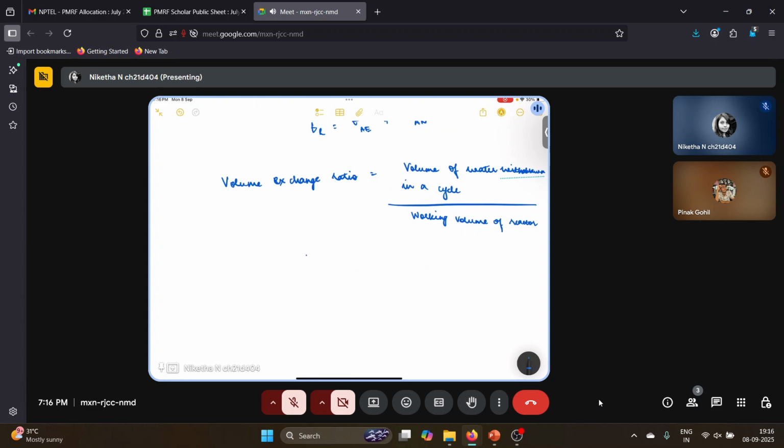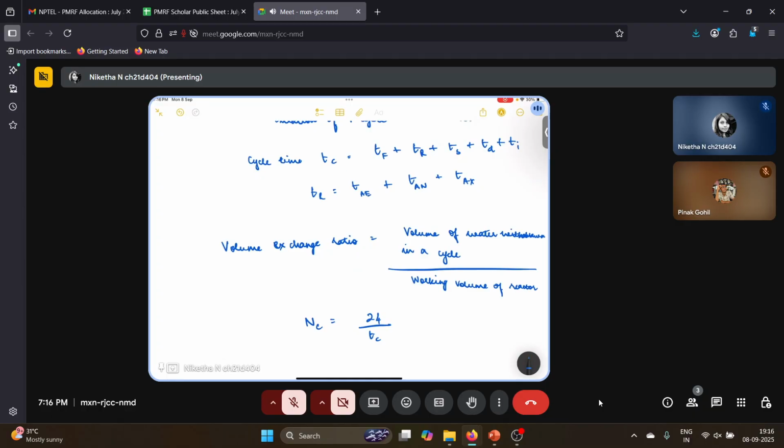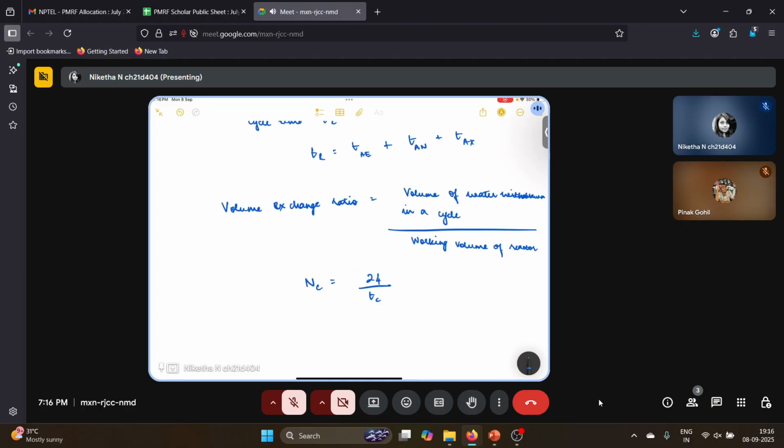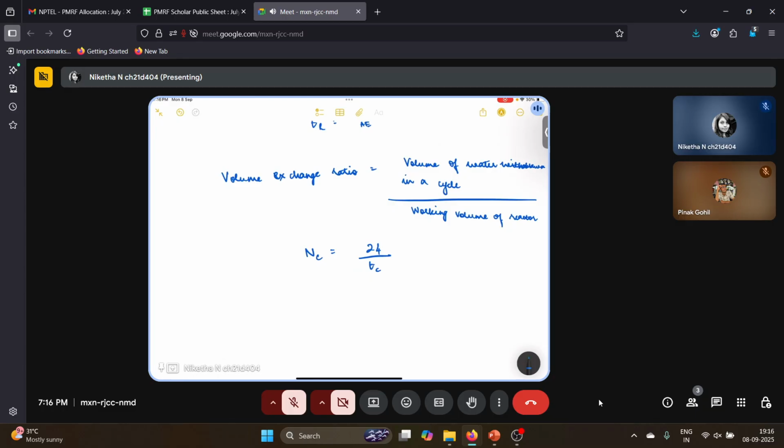And then we have the number of cycles per day, or NC. NC is 24 divided by TC. The TC is the total time for the reaction, or the cycle time. So you have 24 hours in a day, so 24 divided by the time required for each cycle to run will tell you how many cycles can be run in a day.